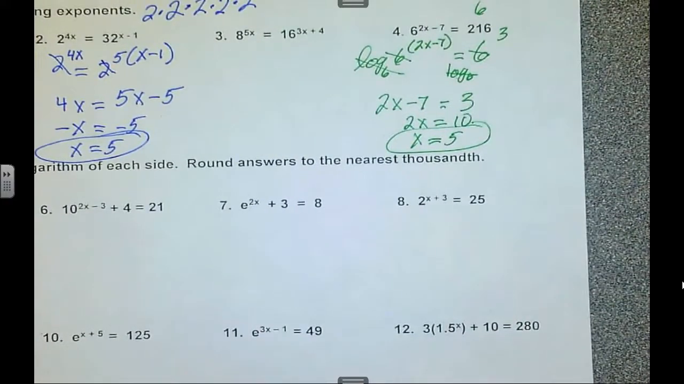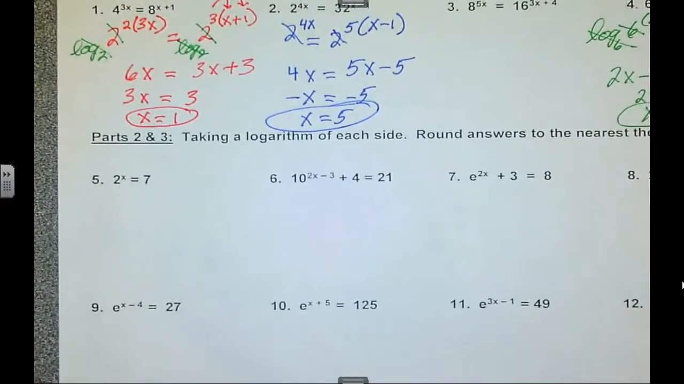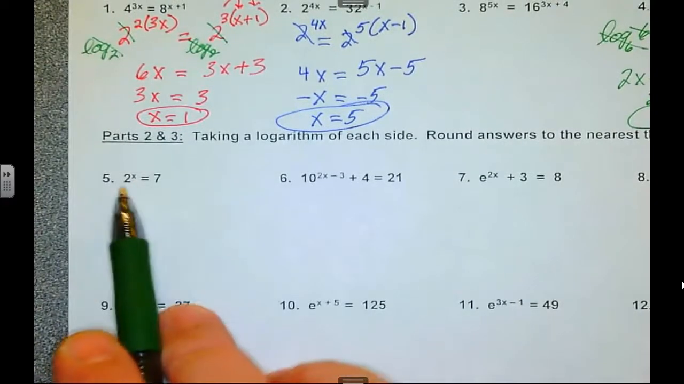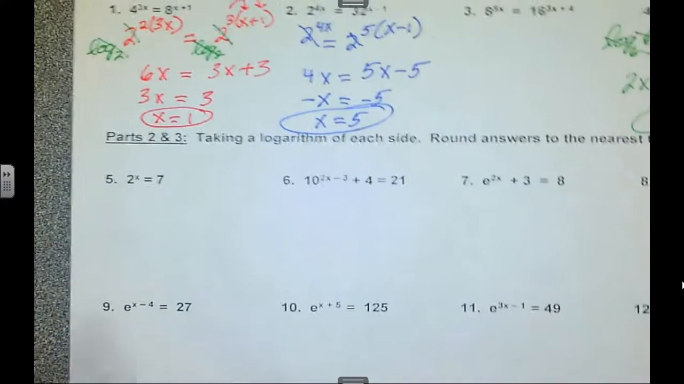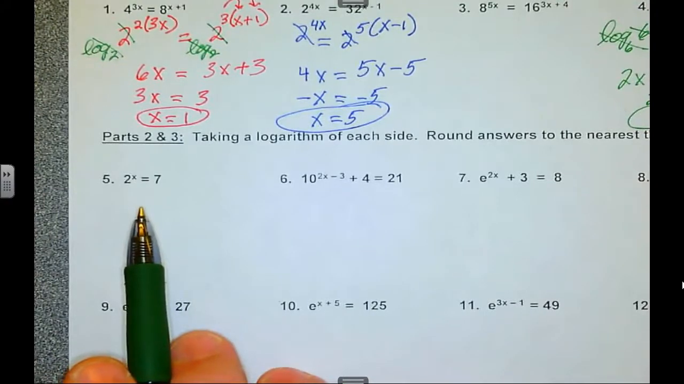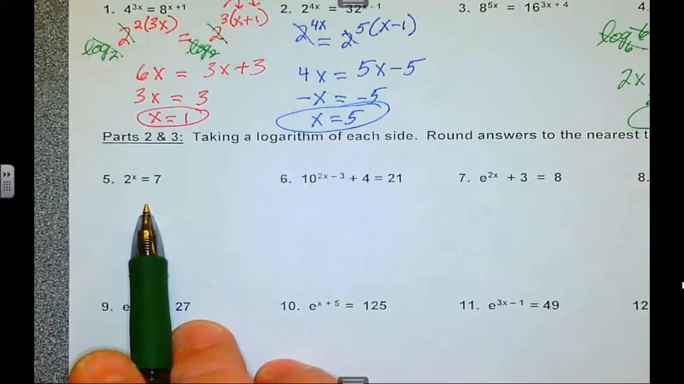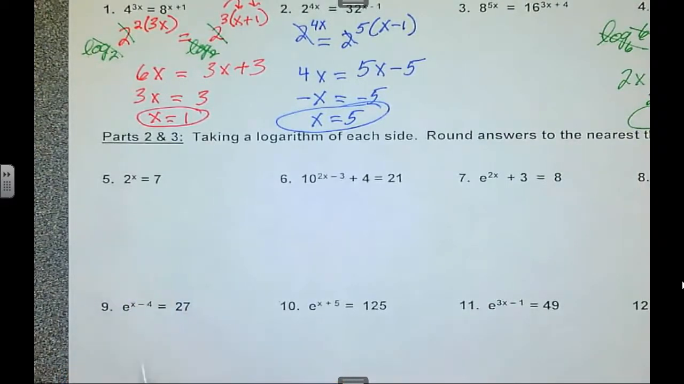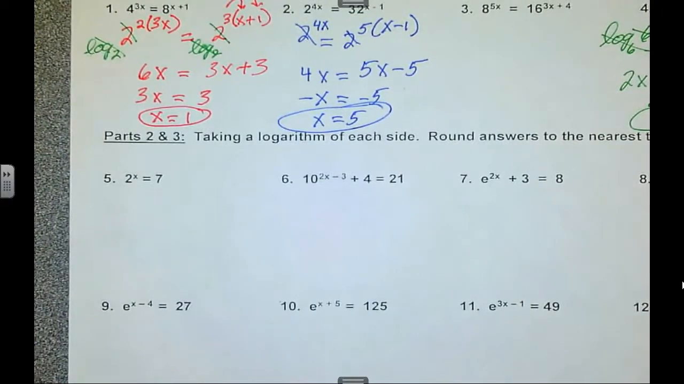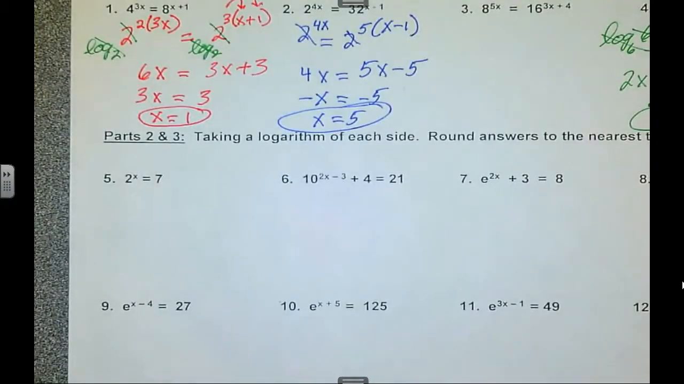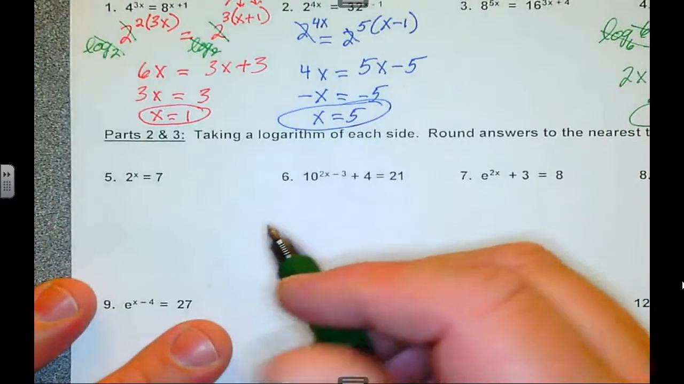Okay, parts 2 and 3. Again, we're still taking the log of both sides. But this time, look what happens. I don't have the same thing on both sides. And there's no way I can make that 7 a base 2, right? So I'm going to bring in those properties that we learned and worked with for the past 2 or 3 days, right? These properties to get to that x in the exponent.